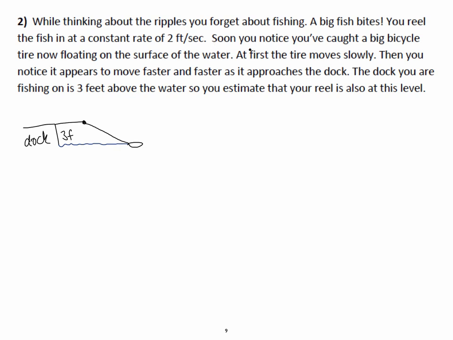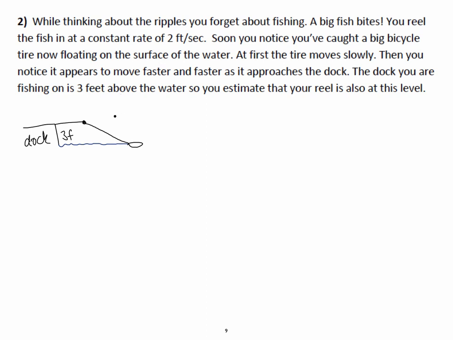So what's going on here? So here's my fishing wire, right? What do I know about this thing? Anything? I heard feet per second. That's all I heard. It's decreasing at 2 feet per second, right? Because you're reeling it in, right?